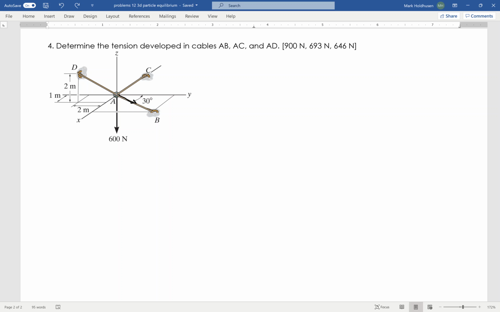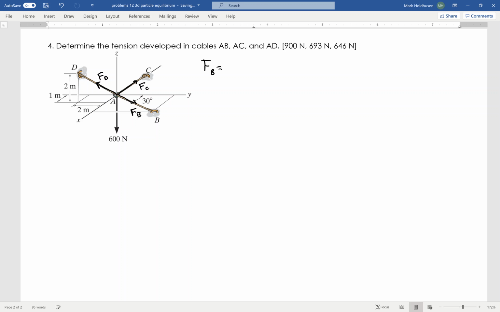Then I've got FB in this direction. I've got FC in that direction, and then I've got FD in that direction. So I've got all my forces. Let me write them all in Cartesian form. So I'll start with FB.